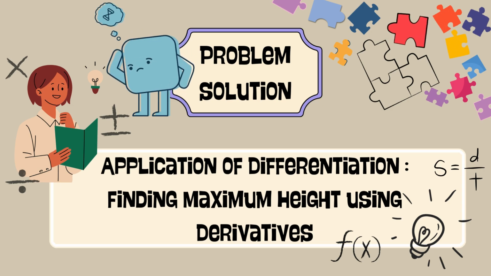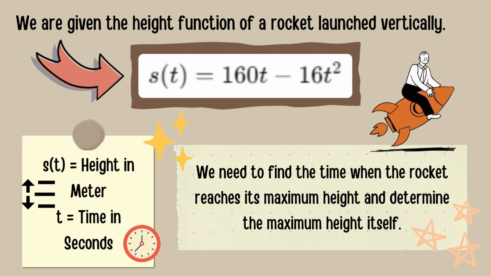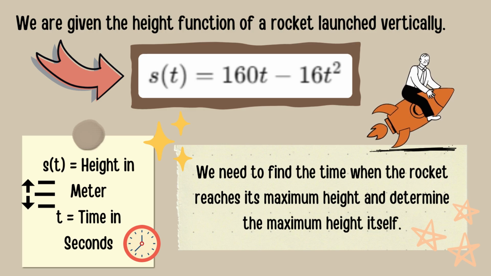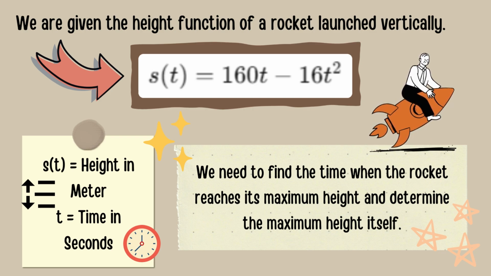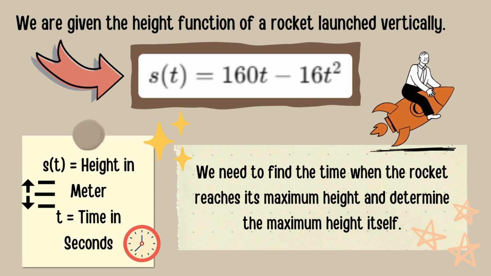Application of differentiation, finding maximum height using derivatives. We are given the height function of a rocket launched vertically, which is s(t) equal to 160t minus 16t squared, where s(t) represents the height in meters and t represents time in seconds. We need to find the time when the rocket reaches its maximum height and determine the maximum height itself.